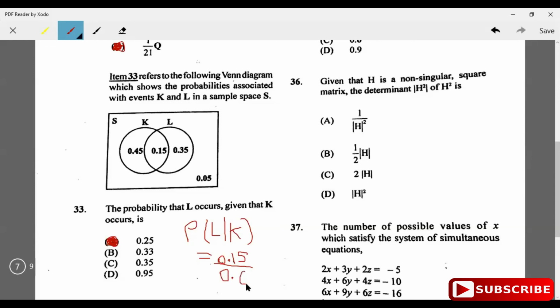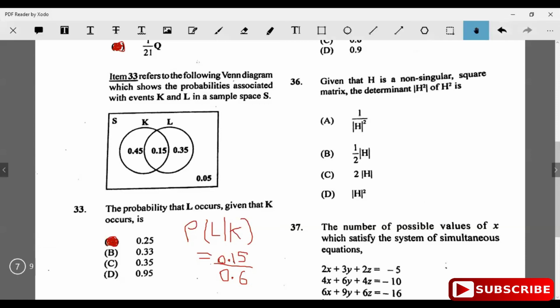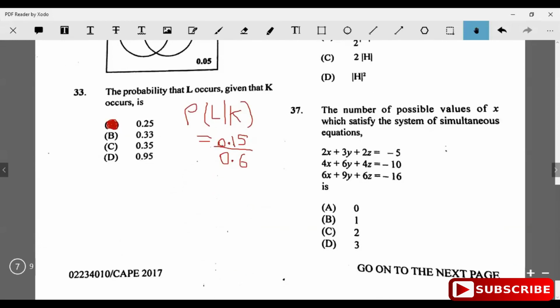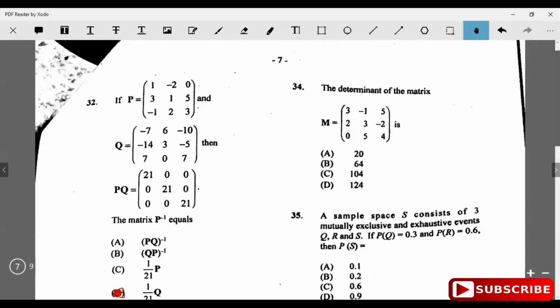A lot of people get mixed up with this question and put 0.33. But this part is K only, not K. K only is 0.45 plus 0.15. Easy question. So they repeat. Only 8 fresh questions so far.